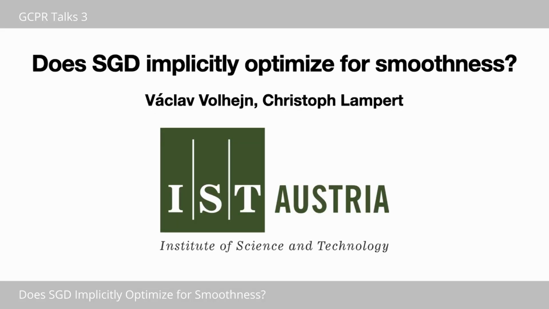Does stochastic gradient descent implicitly optimize for smoothness? Neural networks do not overfit, even when their capacity is so high that they reach zero training error. A common explanation is that SGD is implicitly biased to select functions of low complexity, which generalize well. But it is unclear what complexity is exactly and how to measure it.